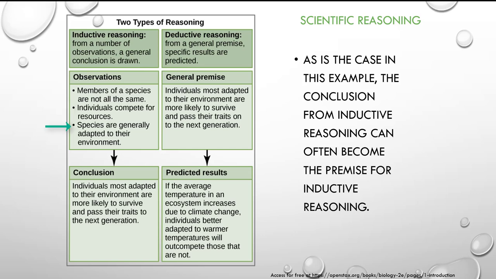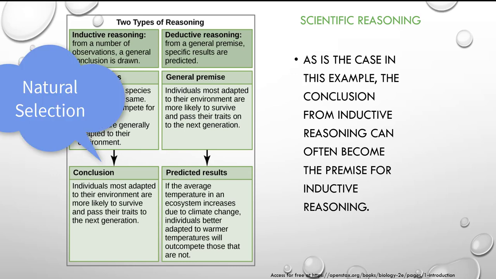So based on those observations, we can conclude through inductive reasoning that the individuals most adapted to the environment are more likely to survive and pass their traits to the next generation. Okay? So that's called inductive reasoning. We're taking a number of observations and we're drawing a conclusion from that. Okay? And if this sounds familiar to you, this is called natural selection.